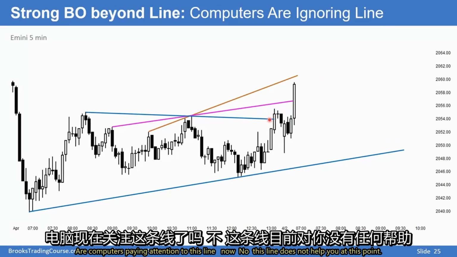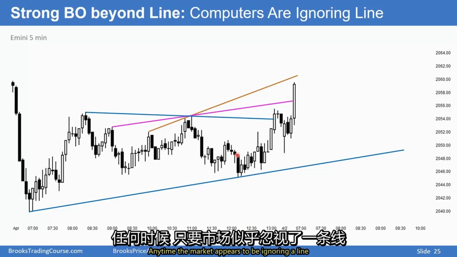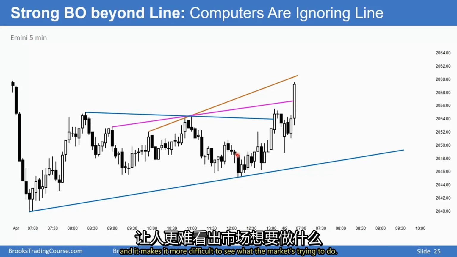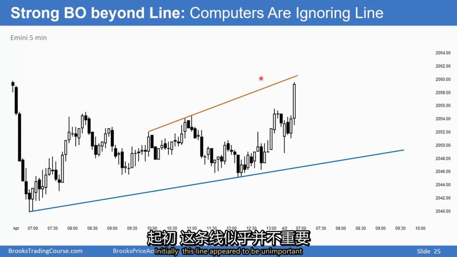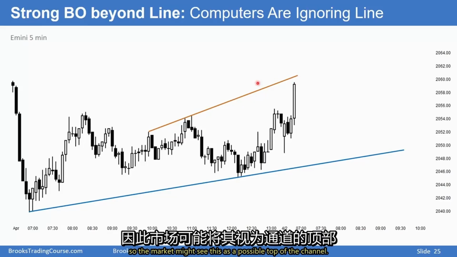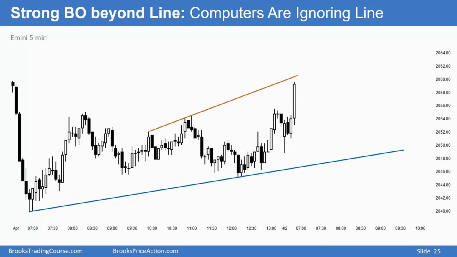Are computers paying attention to this line right now? No, this line does not help you at this point. You get rid of it. Anytime the market appears to be ignoring a line, get rid of it because it just clutters the chart and makes it more difficult to see what the market's trying to do. Initially, this line appeared to be unimportant, but we're getting close to it, so the market might see this as a possible top of the channel.